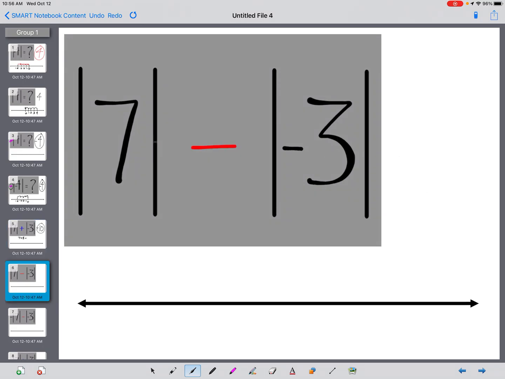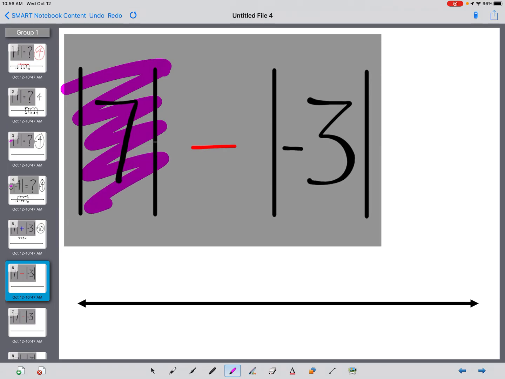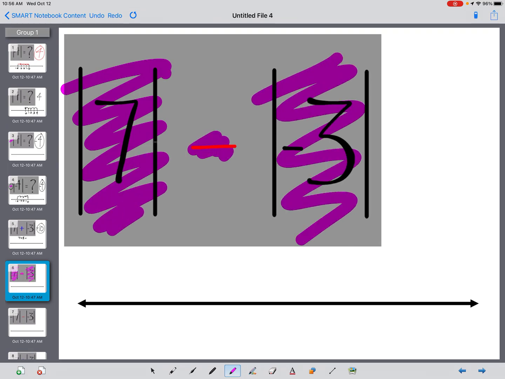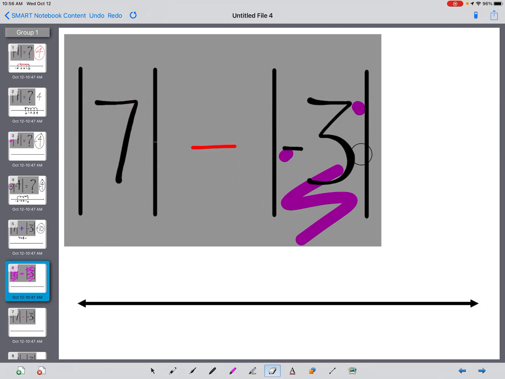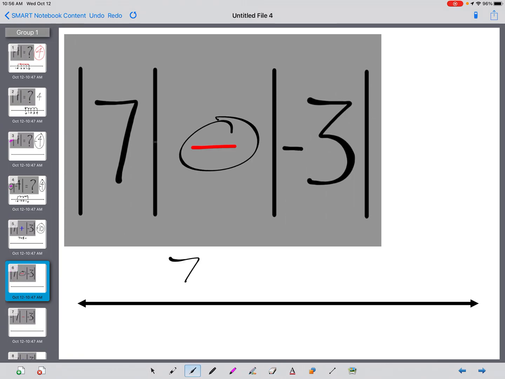In this case, we have the absolute value of 7 minus the absolute value of -3. So first, concentrate on pulling out the absolute values. That's going to be 7 and 3, and we subtract them. So 7 minus 3, of course, is 4.